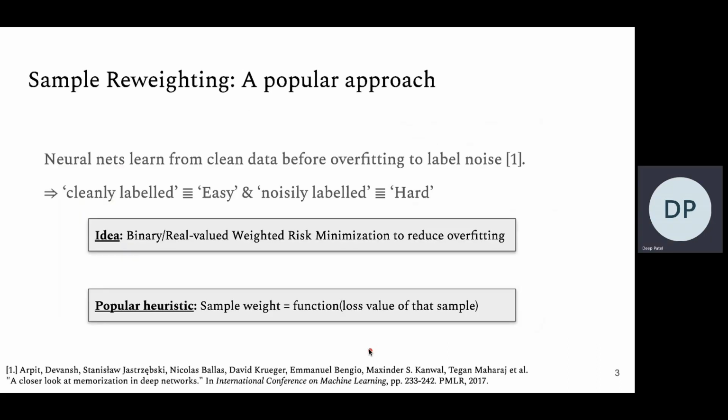A recent and popular approach has been that of sample reweighting, which is inspired from this observation that the neural nets learn from cleanly labeled data before overfitting to the noisily labeled data. And the idea here, just like in a curriculum learning setup, inspired by this idea, you assign binary or real valued weights to the samples during risk minimization to reduce this overfitting. A popular heuristic is to compute sample weight as a function of the loss value of that sample.